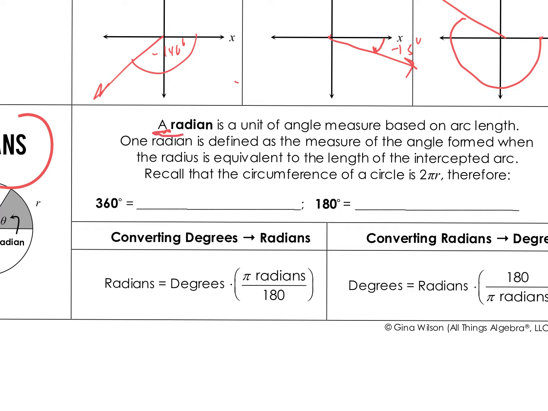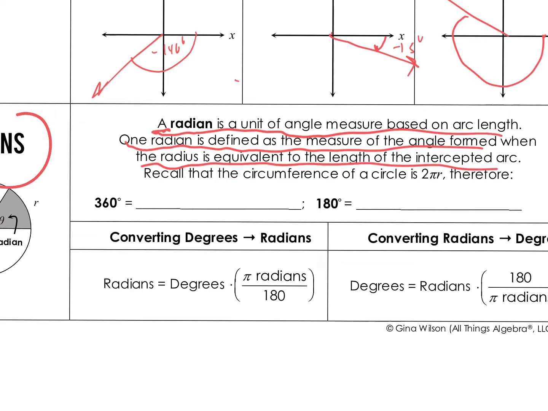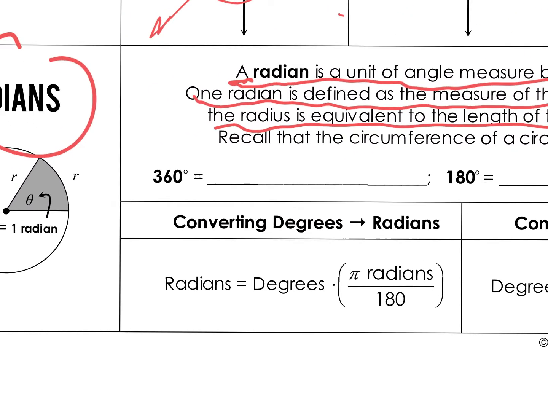A radian is a unit of angle measure based on arc length. One radian is defined as the measure of the angle formed when the radius is equivalent to the arc length of the intercepted arc. Aren't you so glad I read that? Very helpful, right? We haven't had arc length. We haven't talked about intercepted arcs. Let me just help you out.